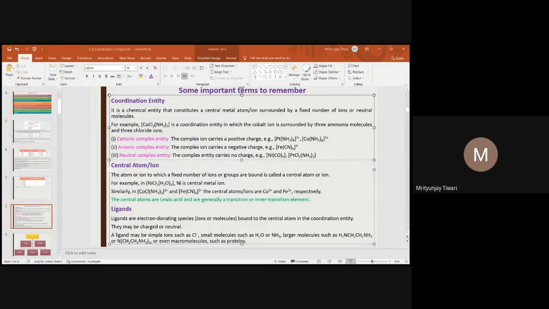We have already seen this example. In this carbonyl compound, carbon monoxide is the ligand here. Chloride is a ligand. Ammonia is a ligand. Cyanide is a ligand.